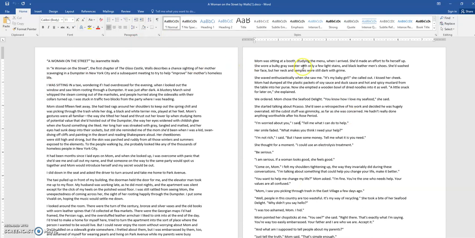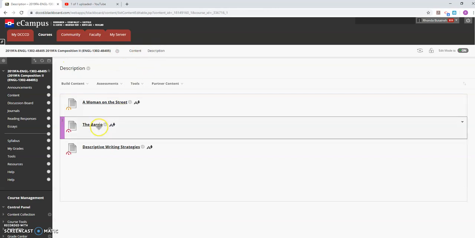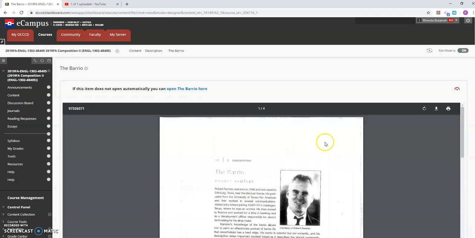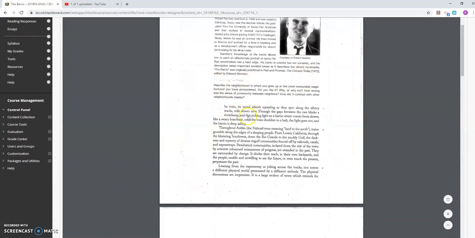Okay, now here's the first piece of inspiration. And then the second piece that you can find is the barrio. And in this piece, Ramirez is describing his neighborhood. And he opens the response by talking about the train that runs through the neighborhood, and it separates his neighborhood from another neighborhood. It's kind of like the outline of his neighborhood.